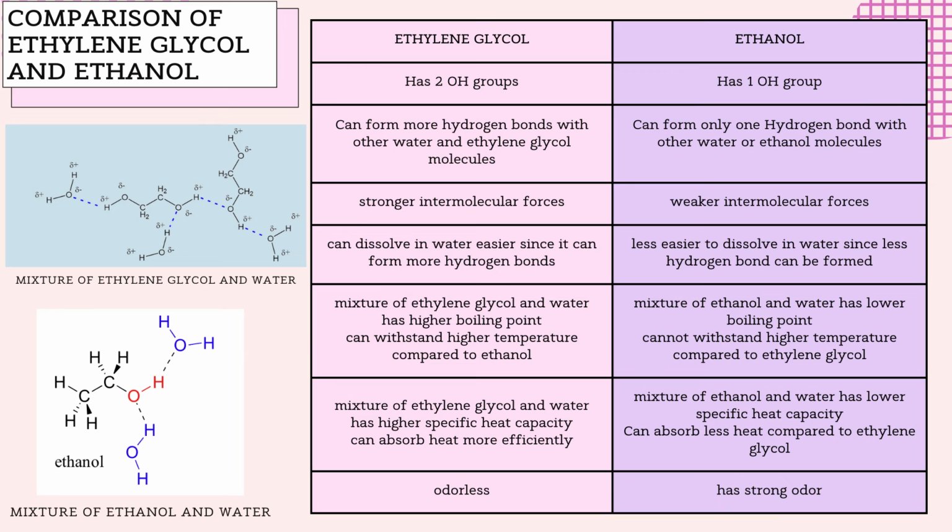Whereas the ethanol has only one hydroxyl group. Thus, it can only form one hydrogen bond with other water or ethanol molecules. It has weaker intermolecular forces. This will make it harder to dissolve in water since less hydrogen bond can be formed. Mixture of ethanol and water has lower boiling point, which makes it unable to withstand higher temperature. Mixture of ethanol and water also has lower specific heat capacity, which can absorb less heat compared to ethylene glycol.